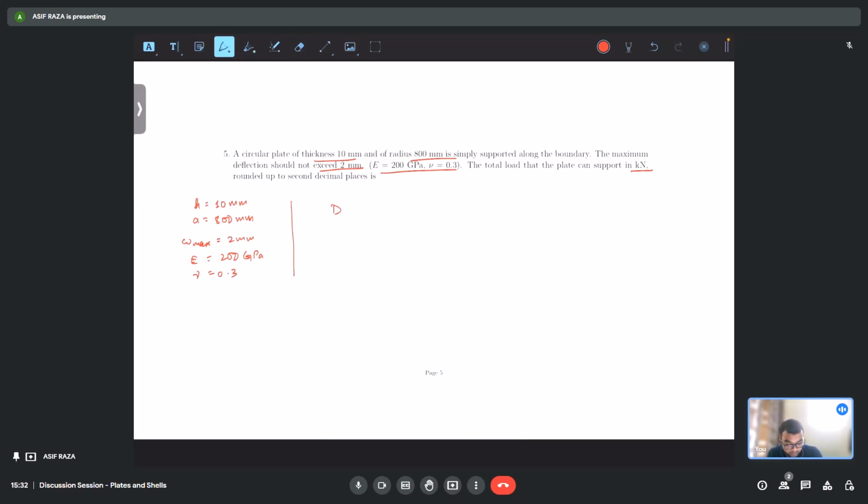So we can find the stiffness of the plate as D = Eh³/(12(1 − μ²)), which on substituting will give me 8.315 × 10^6 Newton-mm. Here E is equal to 2 × 10^5 Newton per mm square.